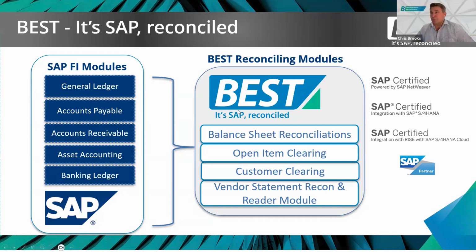Just to note, we have four modules. We have a balance sheet reconciliation module for managing and automating month-end reconciliations directly in SAP with online approvals and management reporting. We have the open item clearing module, which we'll be focusing on today, about really optimizing clearing open items within SAP itself. And then two sub-ledger modules. We have a customer clearing module.